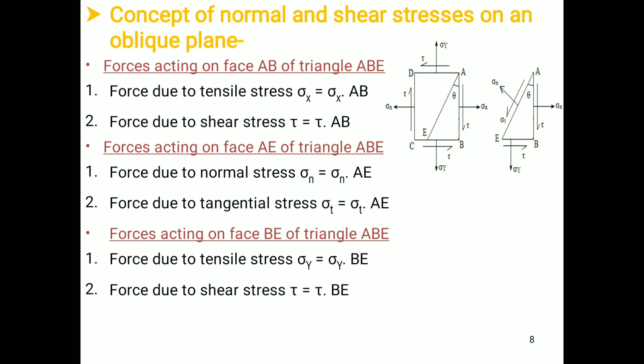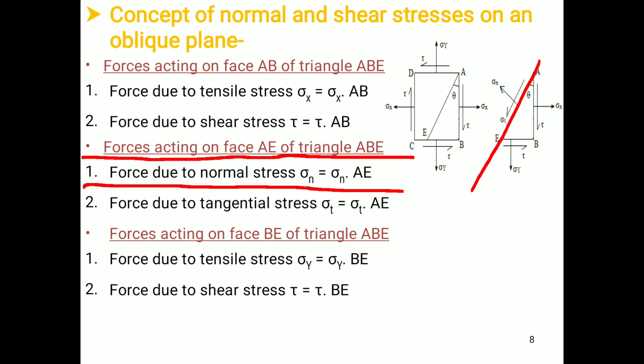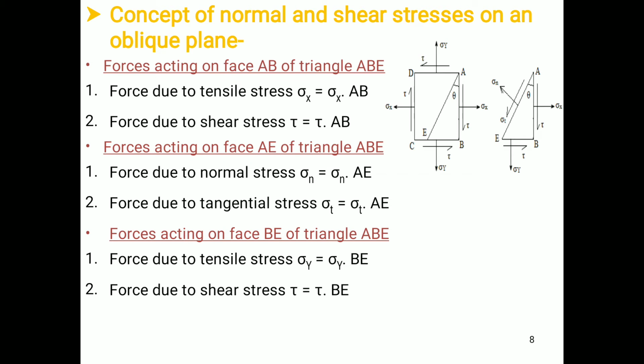Our third force is forces acting on face AE of triangle ABE. So this is face AE. The force due to the normal stress sigma n is given by sigma n into AE. Again the thickness is unit 1. The force due to the tangential stress sigma t is equal to sigma t into AE. In this manner we have found out the value of 4 forces, and the remaining 2 forces we are going to find out.